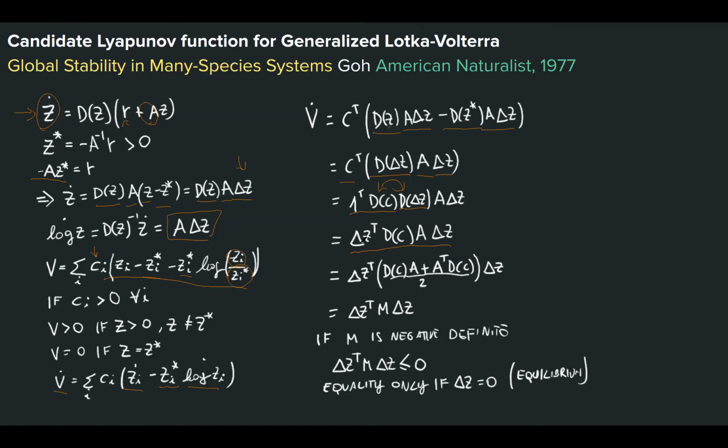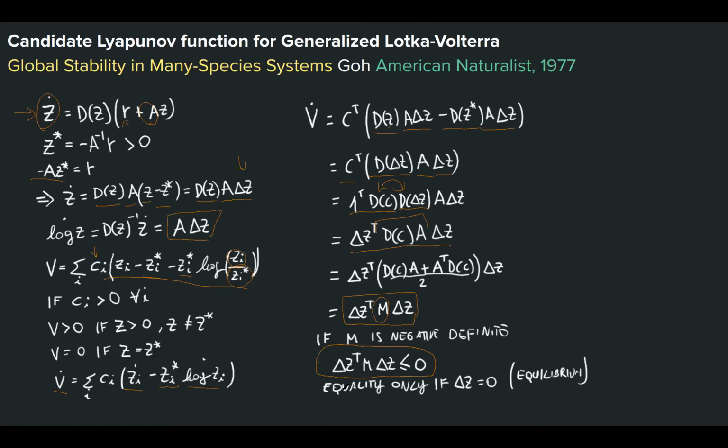And now one thing that you can notice is that we're summing across all the elements of this matrix, D(c)A. And so only the symmetric part of this matrix will matter, right? Because we're going to have a term with ij and then the other term with ji. So you can take the symmetric part of this matrix, call it M. And now we're left with this very simple equation, which you might recognize because it's an equation that we see all the time when we're thinking of negative definite matrices, right? So if M is negative definite, then we know that this quantity must be lower or equal than zero.